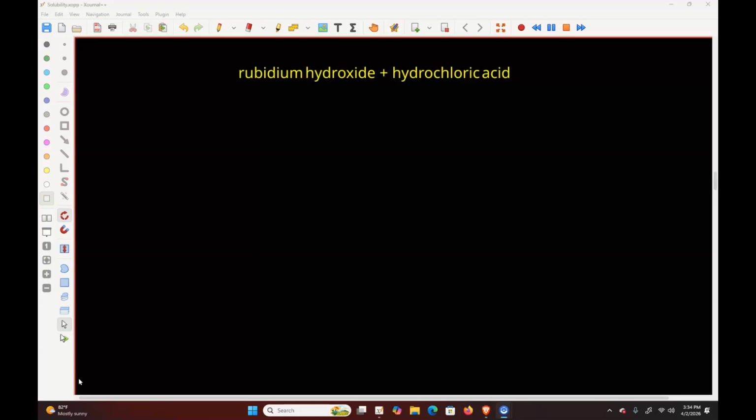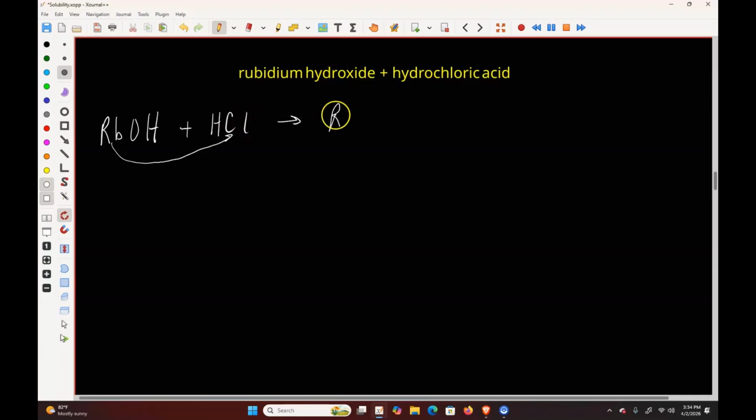So let's take these two reactants and write a full equation. That would be RbOH plus HCl. Rubidium is going to go with the chlorine, so it's going to be rubidium chloride. And the H and OH are going to go together.